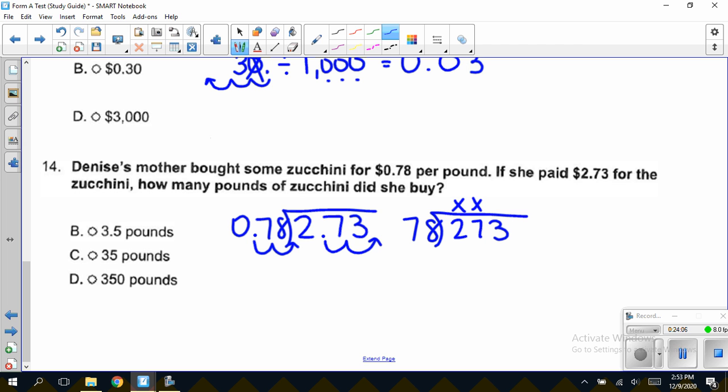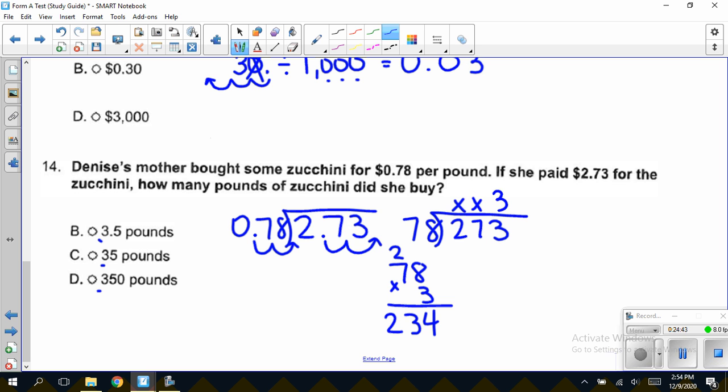So to figure out how many times 78 can go into 273, if I have multiple choice options, I'm going to look at them, and I notice that for all 3 of the choices that I have, they all start with a 3. So I am going to try to see what 78 times 3 equals. So 3 times 8 is 24. Carry the 2. 3 times 7 is 21. 21 plus 2 is 23. So now I do see that that is as close as I can get.